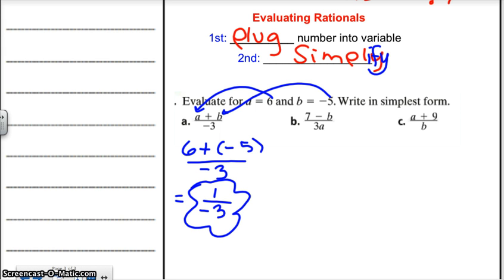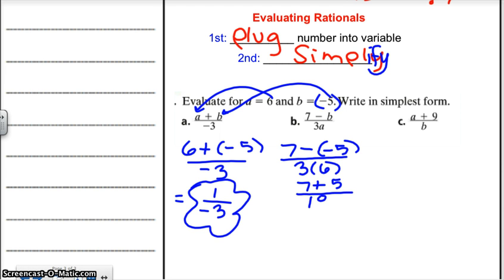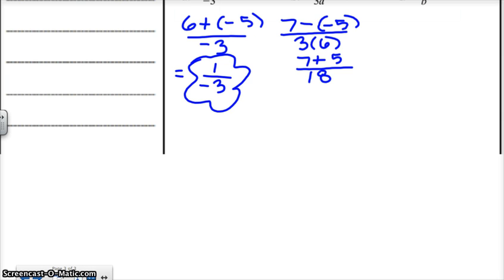7 minus B. B is -5 over 3 times A, and A is 6. 7 minus B. Now this is where, remember, we use that parentheses. B is all of that. 7 minus a -5 all over 3 times 6. That's 7 plus 5 over 18. 7 plus 5 is 12 over 18. And divide them both by 6, you get a 2/3. Right?